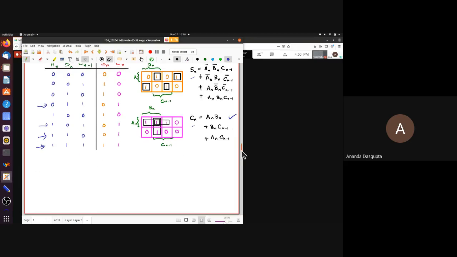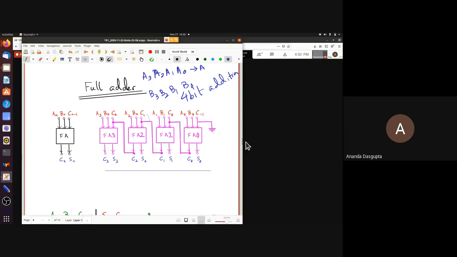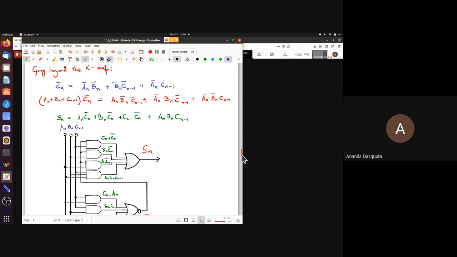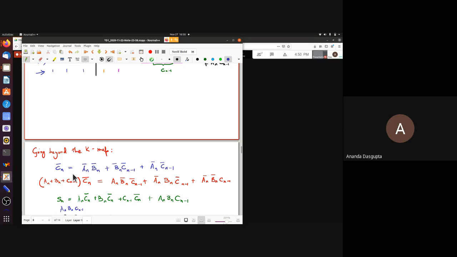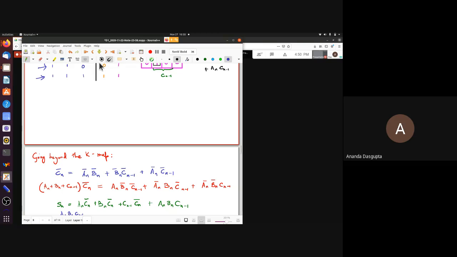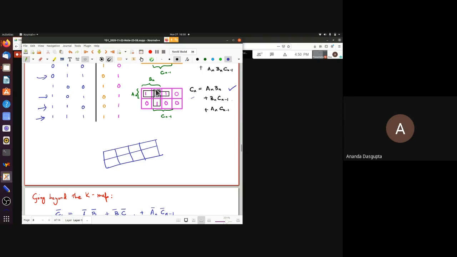But let me just show you what you can do with Sn and Cn. For that, you just need to do one thing. If you check the complement of Cn bar, well, what is the complement of Cn bar? The complement of Cn bar will look like, if you look at the Karnaugh map for that, Cn bar of course has the same Karnaugh map as this one, except that all the ones are zeros and all the zeros become ones.